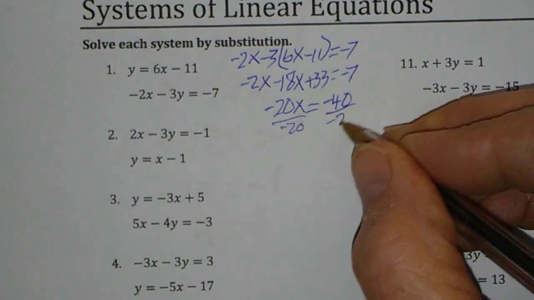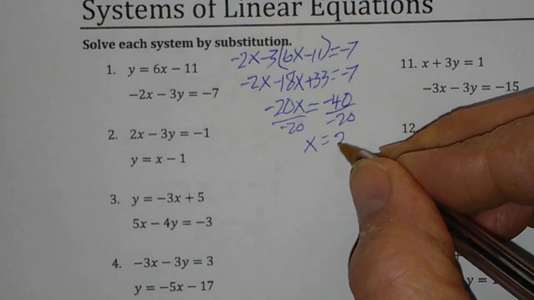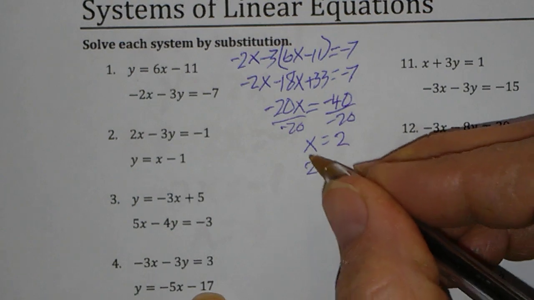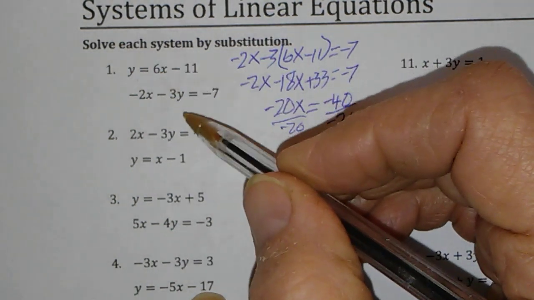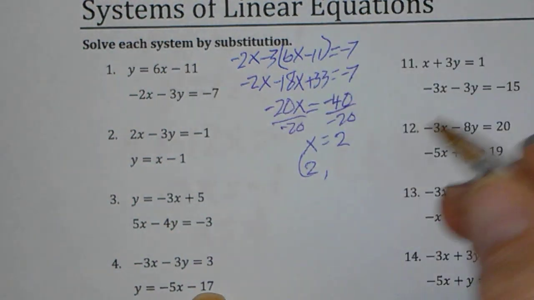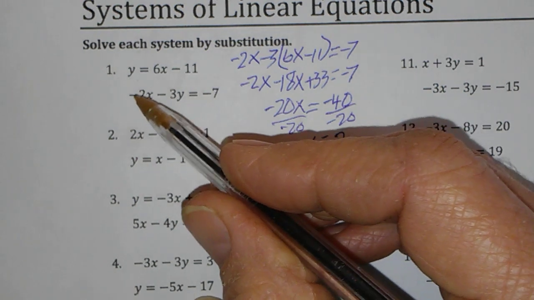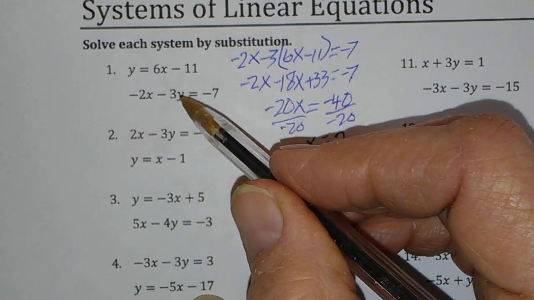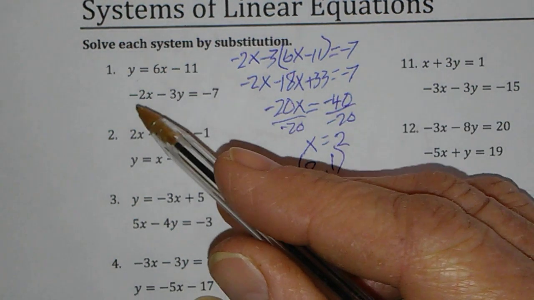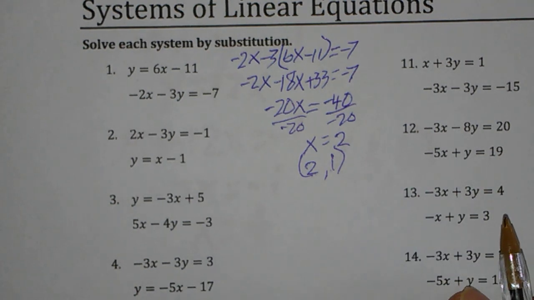Divide by negative 20, and you get x equals 2, positive 2. So now we've got x is positive 2, right? How do you get y? You just put it in one of these. If I put it in this one, 2 times 6 is 12, minus 11 is 1. If you want to check it, put it in this one. 2 times negative 2 is negative 4, minus 1 times 3 is 3. Negative 4 minus 3 is negative 7. It works. 2 comma 1.